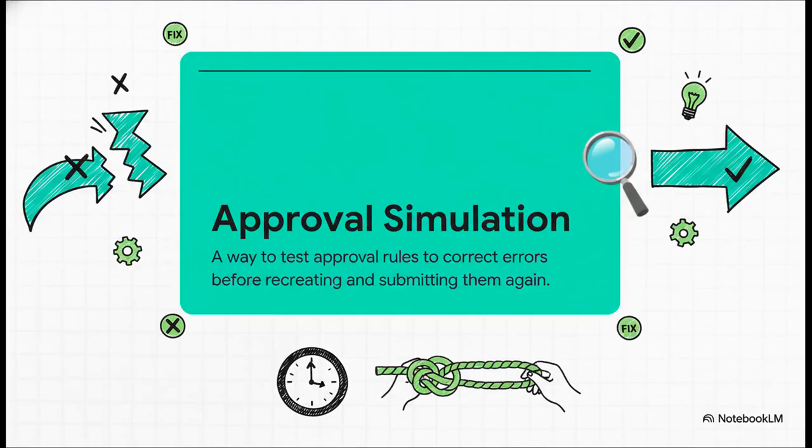So, approval simulation lets you find and squash those bugs early. You can completely avoid that painful old cycle of submit, find a mistake, delete, and start all over again. Instead, you can tweak and perfect your rule beforehand. It sounds simple, but it saves a massive amount of time and, let's be real, a lot of frustration.